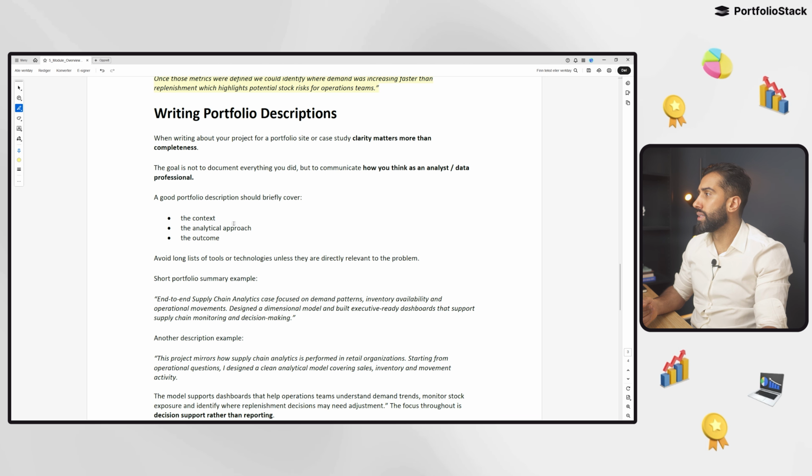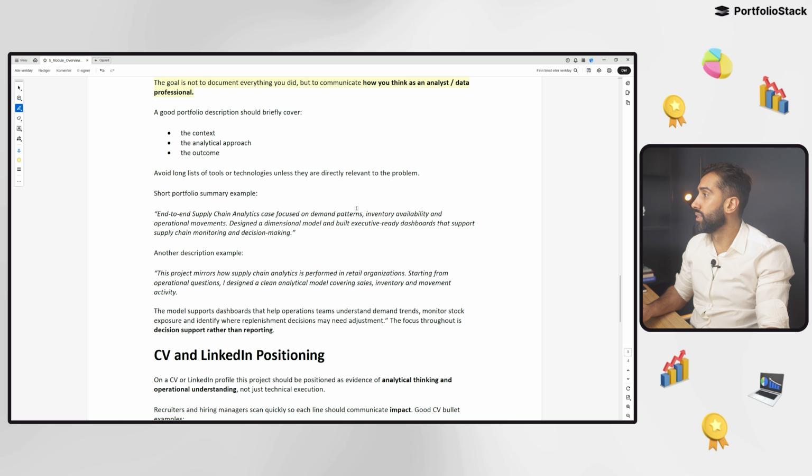Writing portfolio descriptions. When writing about your project for the portfolio site or case study, clarity matters more than completeness. It is to be concise, clear, more than writing too much. So the goal is not to document everything you did, but to communicate how you think as an analyst or data professional. Very important, something I see a lot when I work with people one-on-one, how they document everything and not necessarily know what to focus on. So a good portfolio description should briefly cover the context, analytical approach, and the outcome. So avoid the long list of tools and technologies, and let's look at some examples.